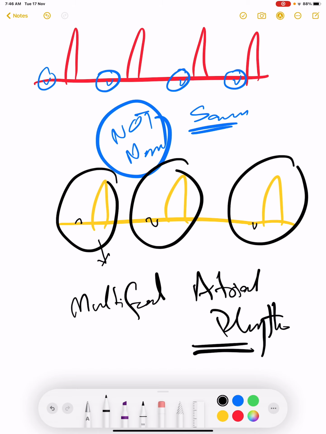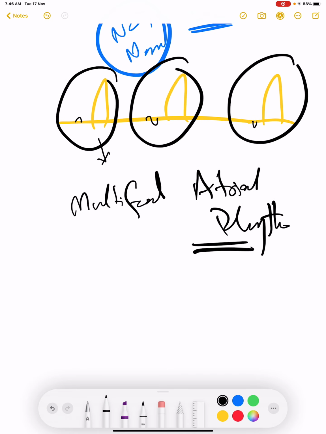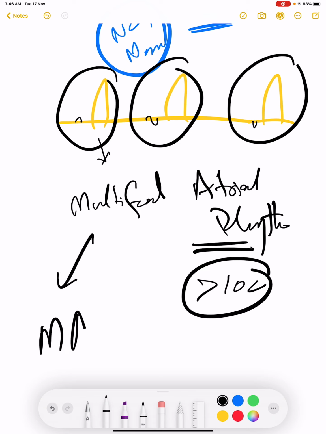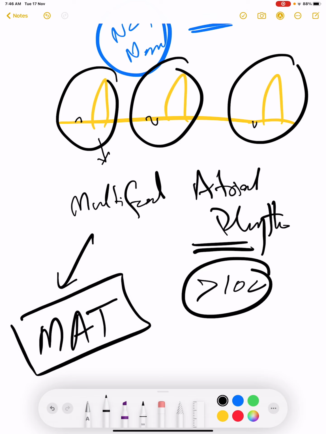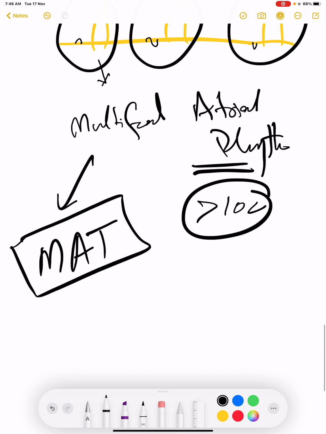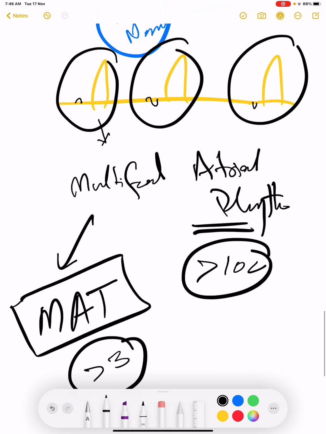And when we have tachycardia, I mean if this type of rhythm is present and heart rate is more than 100, we call it multifocal atrial tachycardia. What does it mean? It means that there are more than 3 different origins of depolarization. So we will have more than 3 different morphologies of P wave, and there is tachycardia. So this is called multifocal atrial tachycardia.